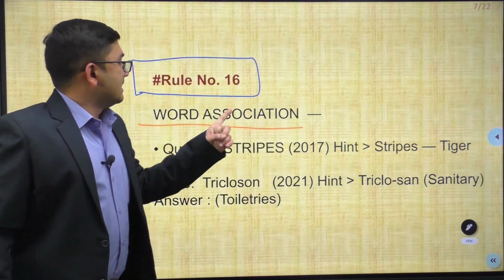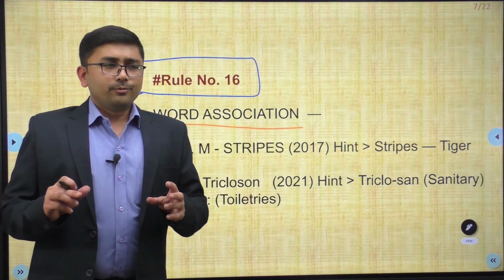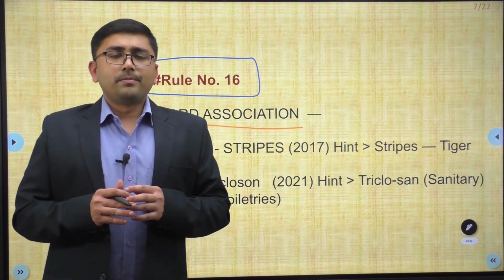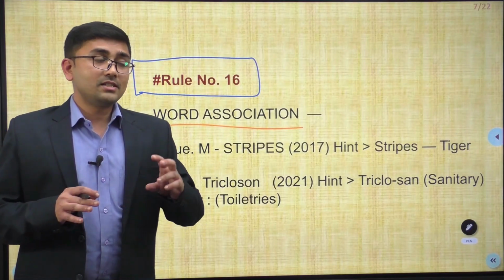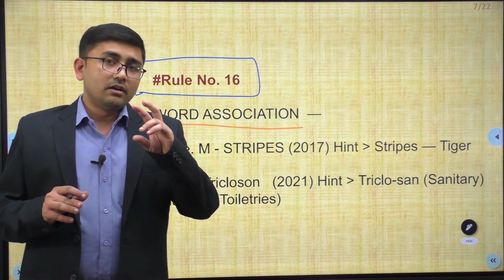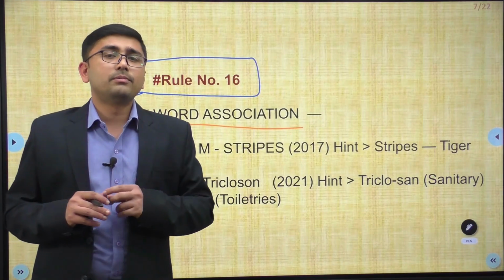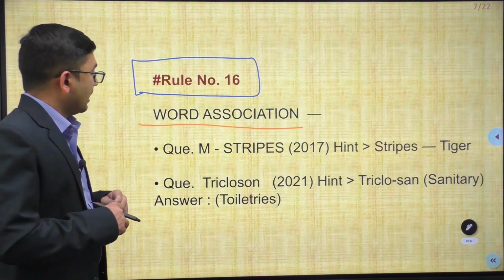Now rule number 16 says word association. If you decode previous years' papers, you will come to know that every year you will find a few questions where you can mark your answers with the help of word association. How, sir? Look here.